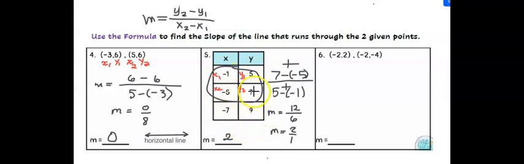Now, when you look over here, if you reversed those, if you called this x2, y2 and this x1, y1, you would have had a -12 here and a -6 there. Our signs would have just come out opposite if we reversed, and that's still 2 over 1. All right, try this next one out. You're going to use the slope formula to figure out your slope. When you've got it, turn the video back on to see if you did it correctly.